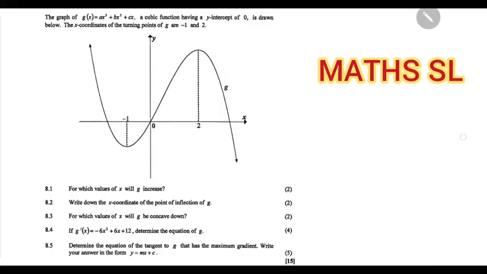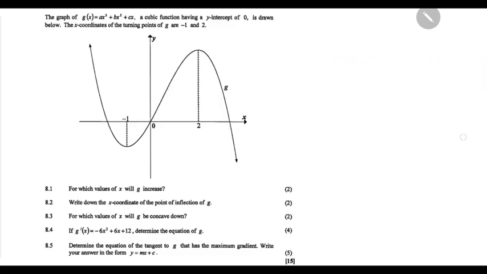I'm Thaqib Latif. In front of me is a November 2020 calculus question on a cubic graph. The question says the graph of g of x is equal to ax^3 + bx^2 + cx, a cubic function having a y-intercept of 0, is drawn below. The x-coordinates of the turning points of g are -1 and +2.